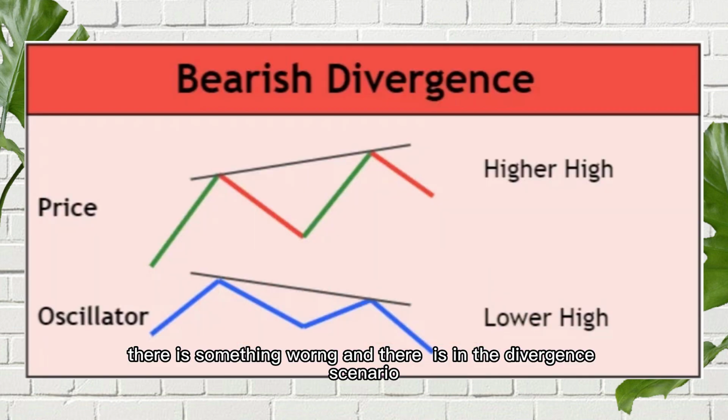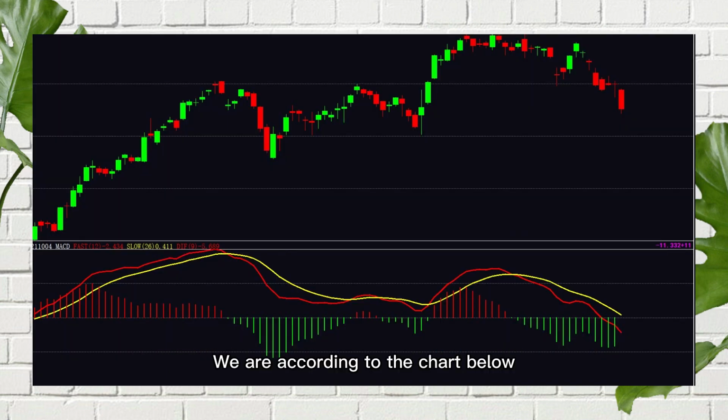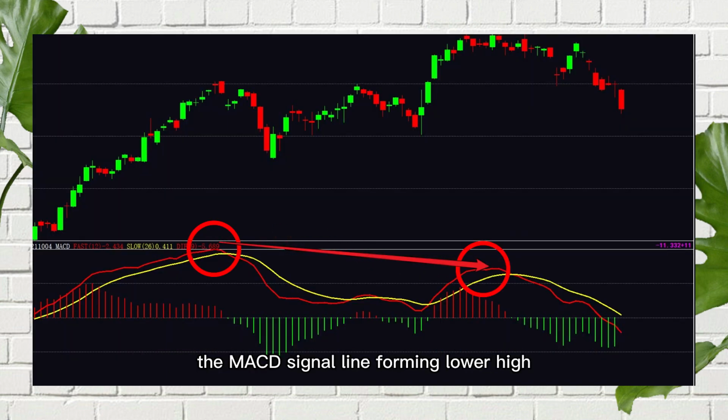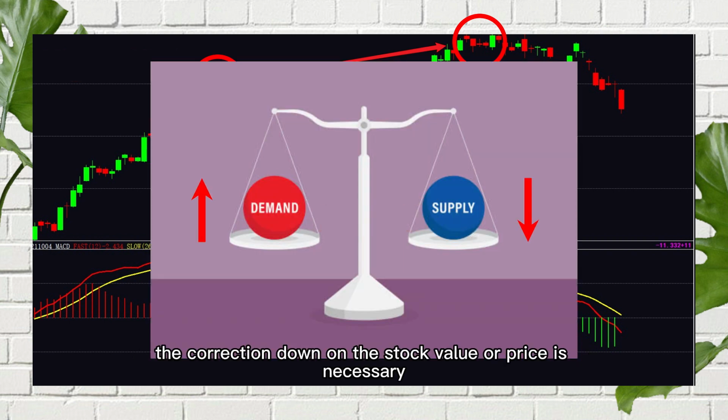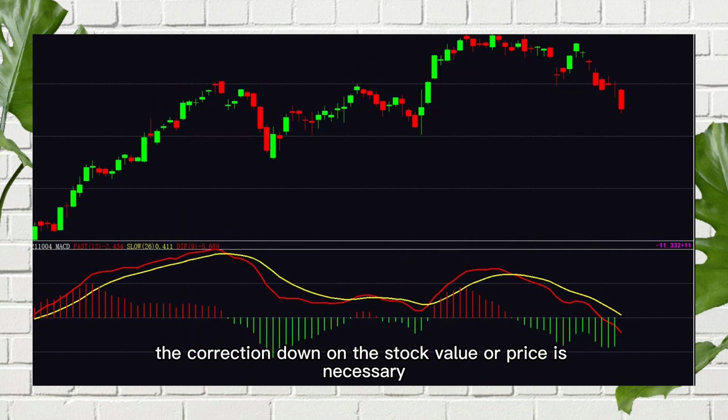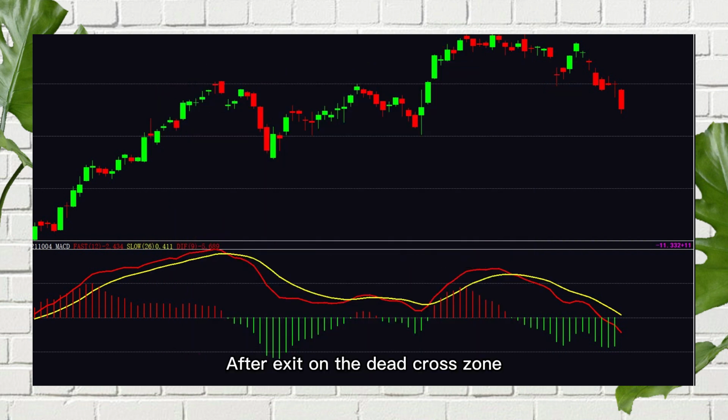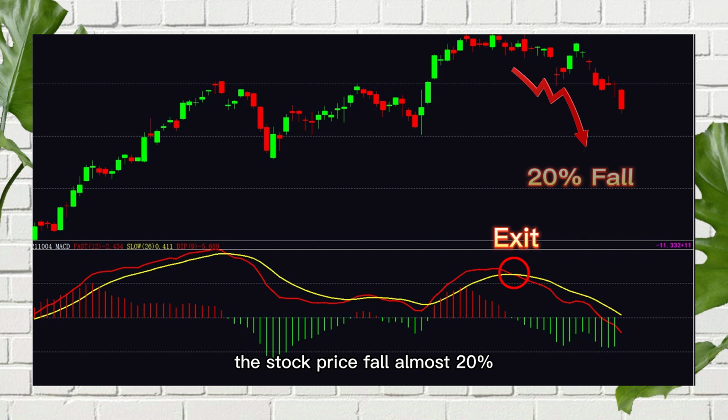According to the chart below, we can notice that the MACD signal line forms a lower high. At the same time, the price is forming a higher high. This means that currently supply is much higher than demand. A correction down in the stock price is necessary. After exiting on the dead cross, the stock price fell almost 20%.